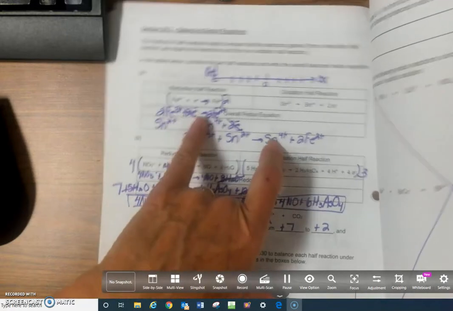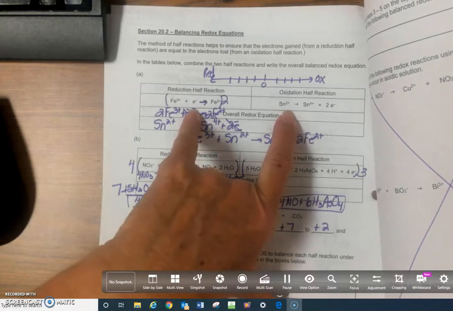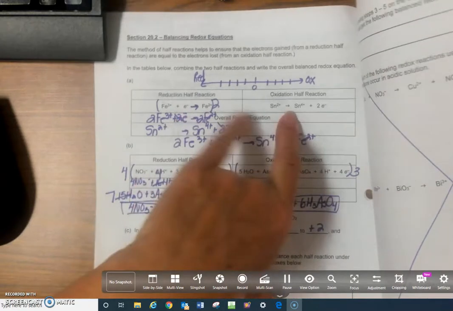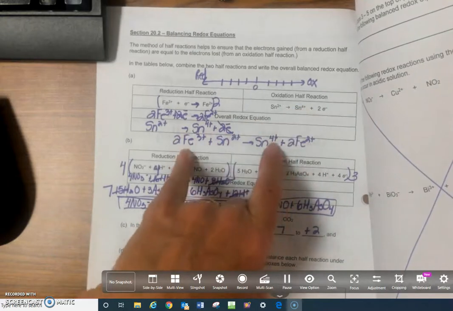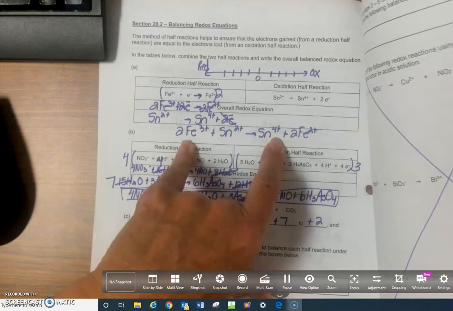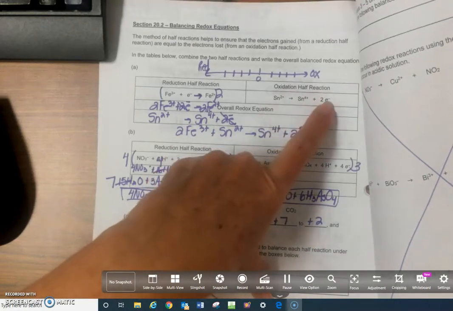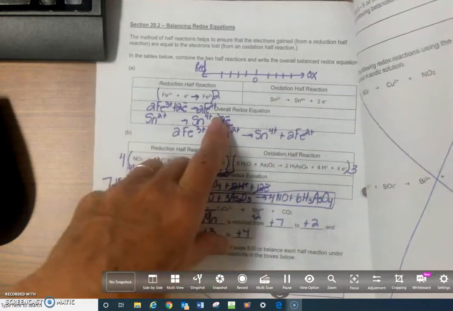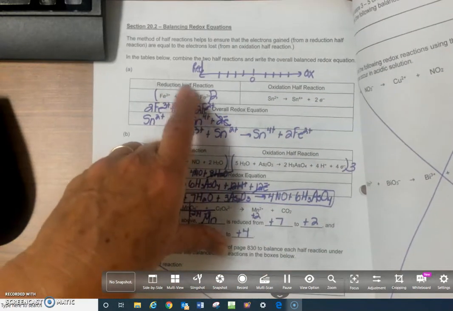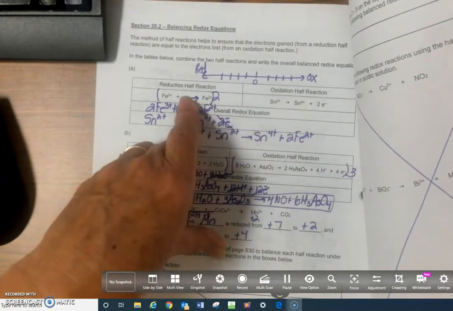Now, yesterday we looked at these half reactions. That's what we're going to focus on from here on out, where you have a reduction reaction and an oxidation reaction, and you put them together and you get this overall reaction. The driving force for this, as you can see, is that tin is losing electrons and giving them to iron, which is gaining electrons. And that transfer of electrons, there you go.